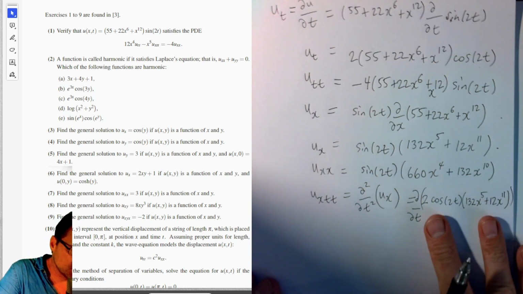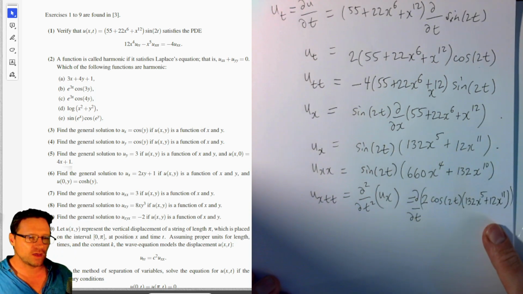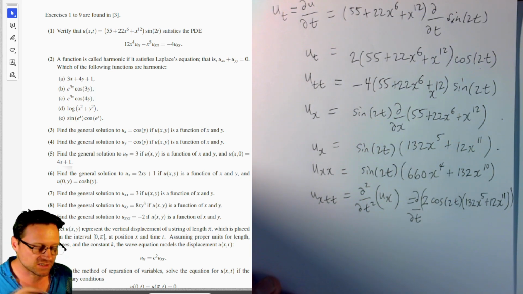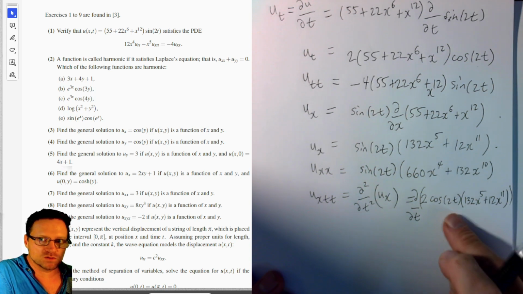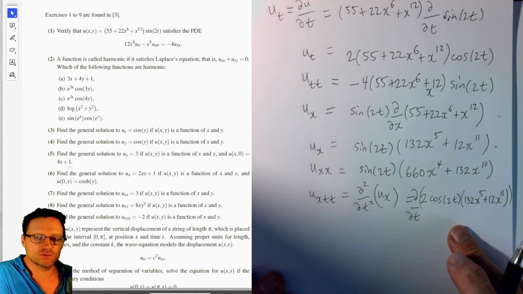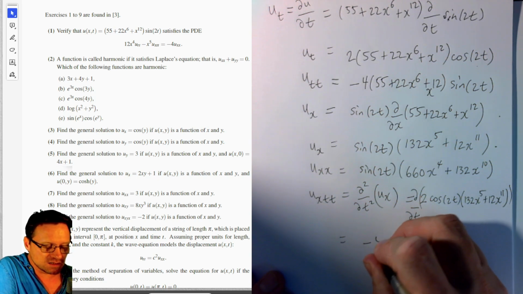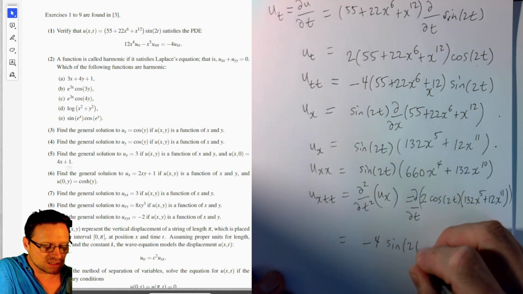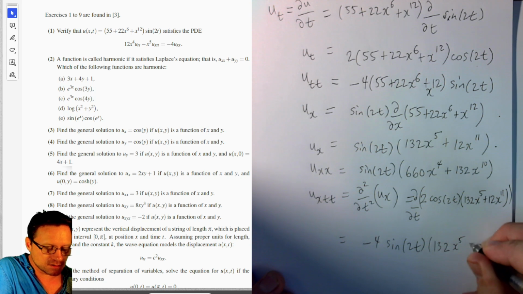Okay, and so we can pull the 2 and this polynomial function of x out in front and differentiate cos of 2t with respect to t. We get minus sine, but then multiply by the derivative of 2t with respect to t, and so an extra 2 comes out, and so we get minus 4 sine of 2t times 132x to the 5th plus 12x to the 11th.